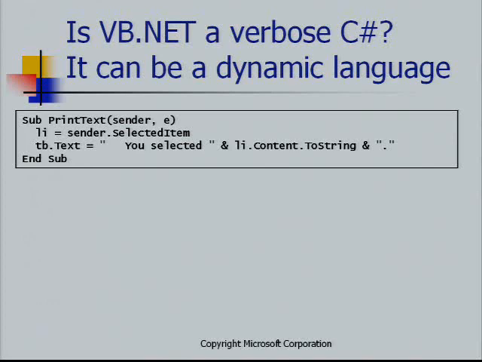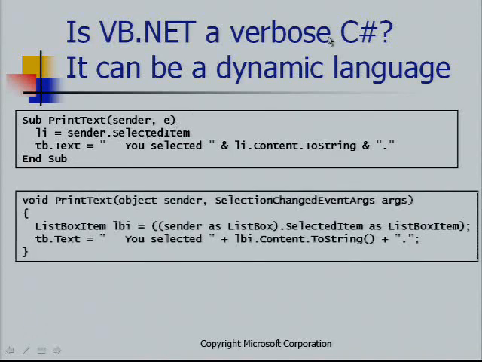VB is a late bound language. I'm able to get the sender. I can get the selected item out of it. You compare it to the C#, it's actually a much more succinct and straightforward way of writing the same event handler. Oh, I know, but you say, but the C# is strongly typed. So this is good type safe code, and this is dangerous late bound code. Nobody really believes that for these two samples, do you?